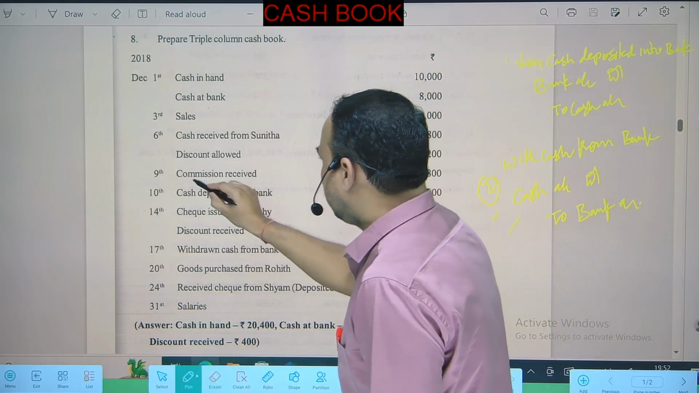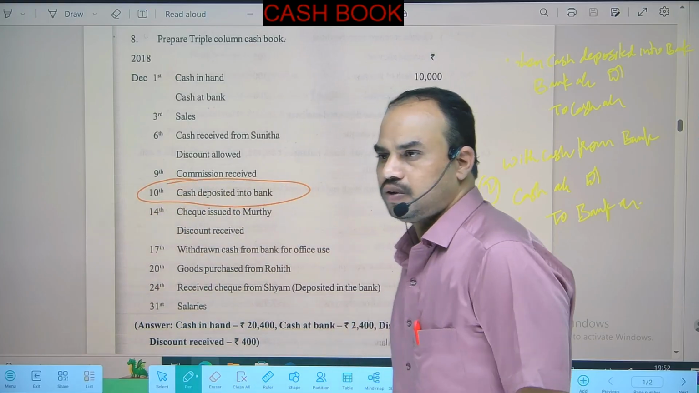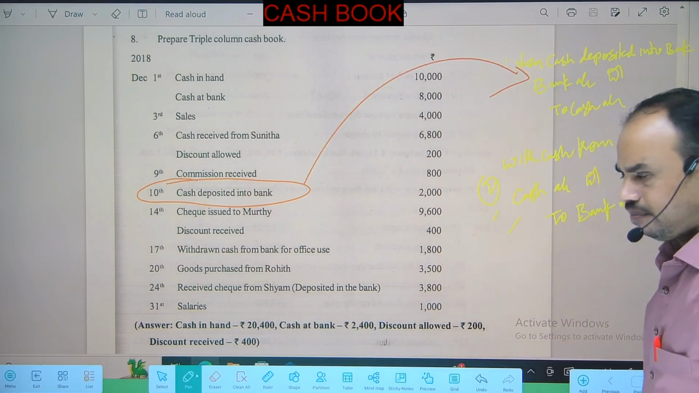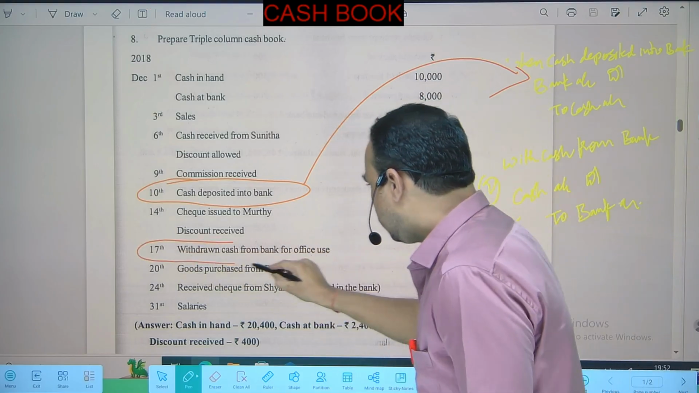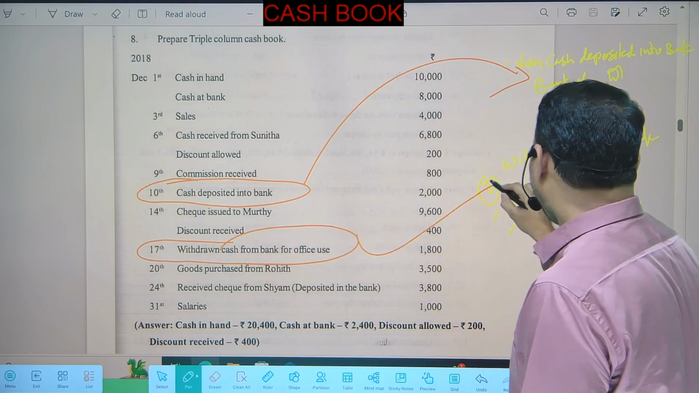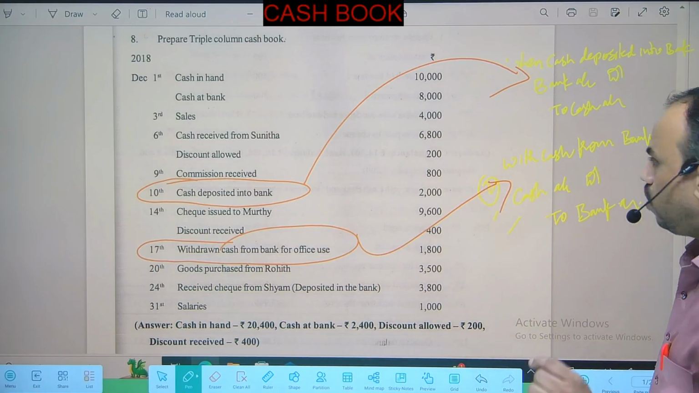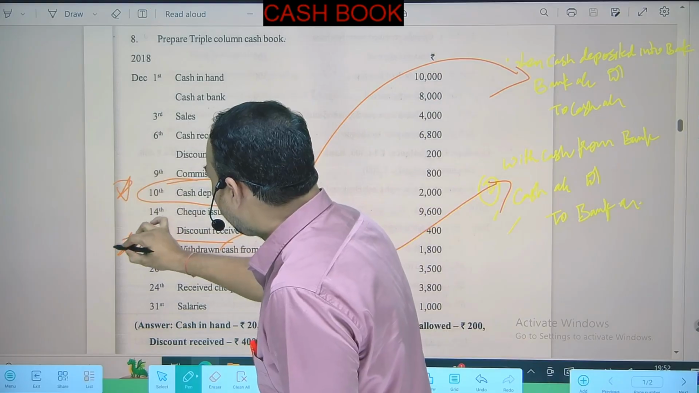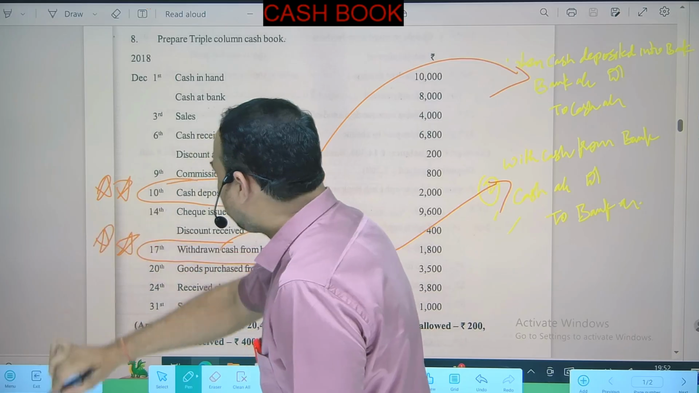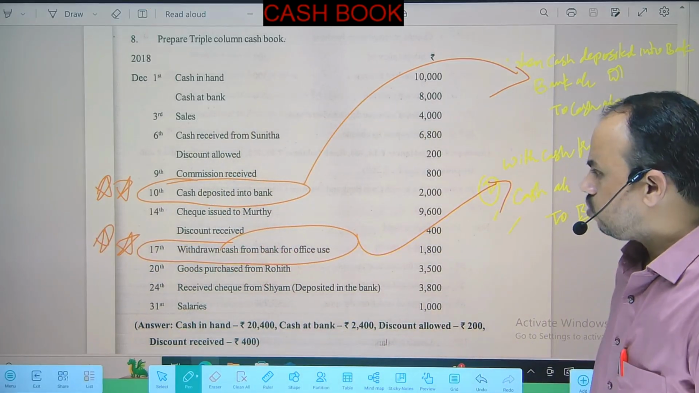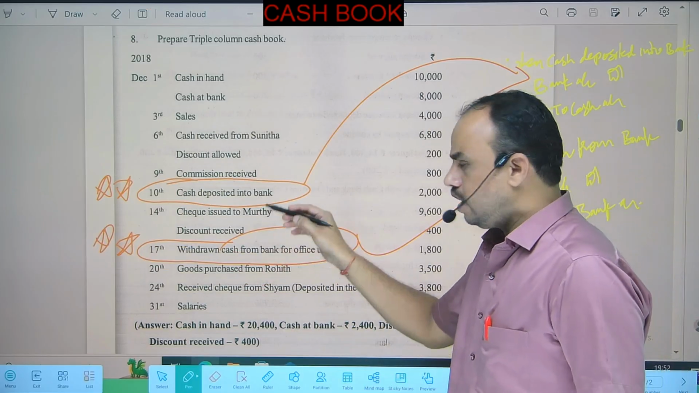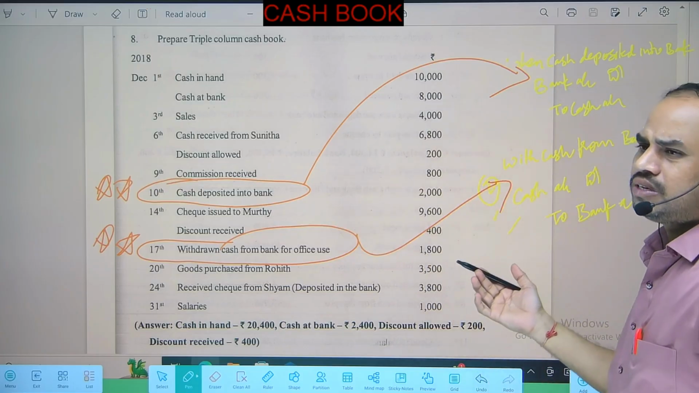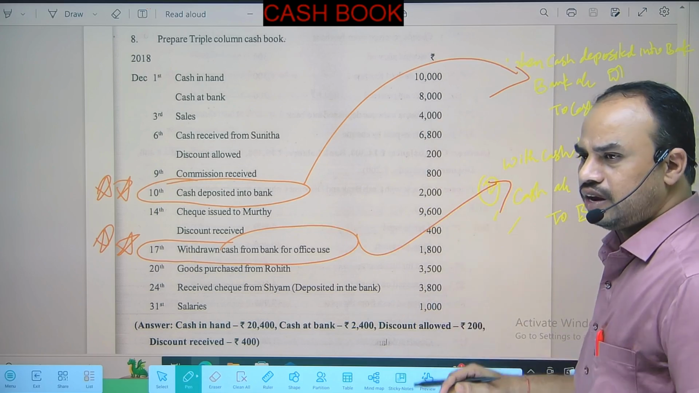Cash deposited into bank: this is the contra entry. When cash is deposited into bank, we use this journal entry. Second, cash withdrawn from bank: this is also a contra entry. When cash is withdrawn from bank, we use this journal entry. You have to know these two. After seeing the question, you have to immediately recognize that this is a contra entry. If you recognize it, and you know the journal entry and how to post it, then the problem is completed. 10 marks compulsory. You will get them easily.